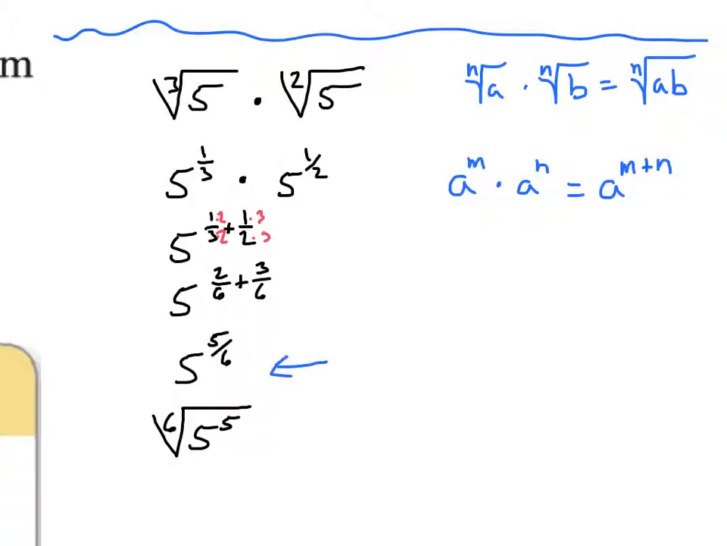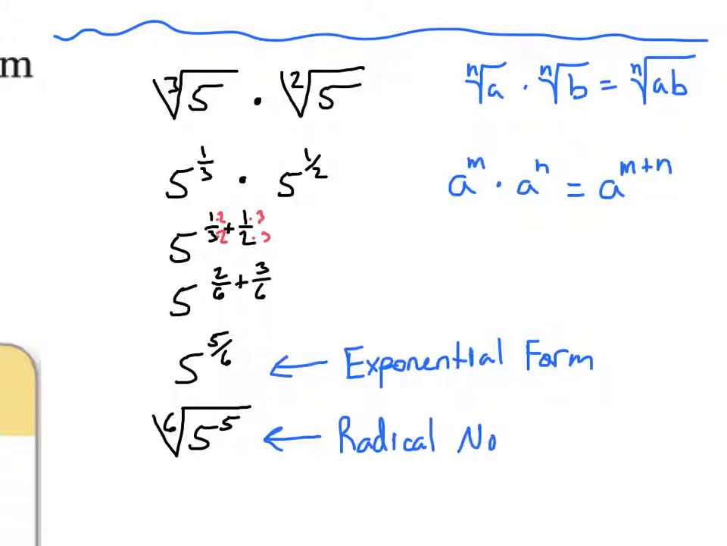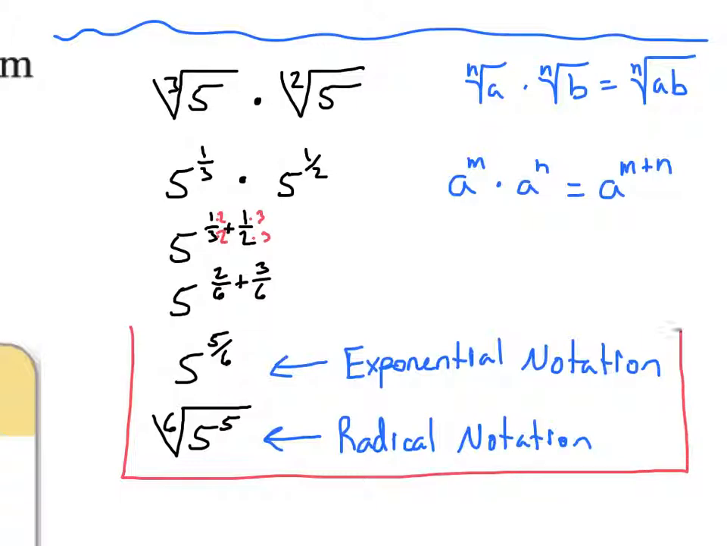This is written in exponential form. This is written in radical form, or radical notation. We'll probably call this exponential notation. Both of these mean the exact same thing. It is simply a different way of writing it.